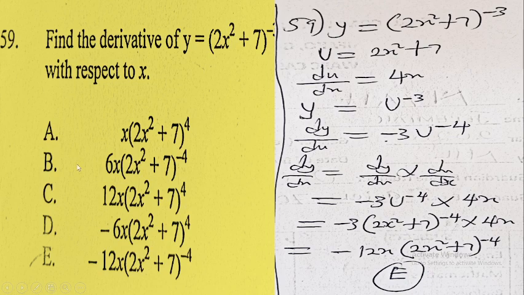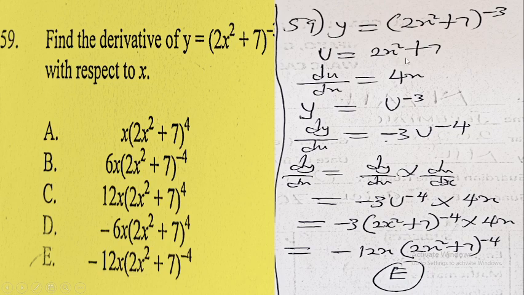Question number 59 is also on differentiation, and that will be function of a function in differentiation. So our chain rule. We can use the chain rule to differentiate this function: y is equal to (2x squared plus 7) raised to power minus 3. You can use the chain rule by saying let what you have inside this bracket be u. u is equal to 2x squared plus 7.